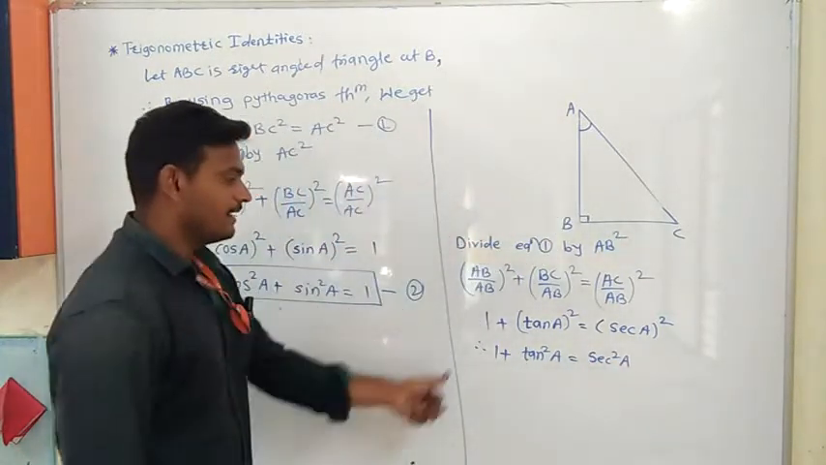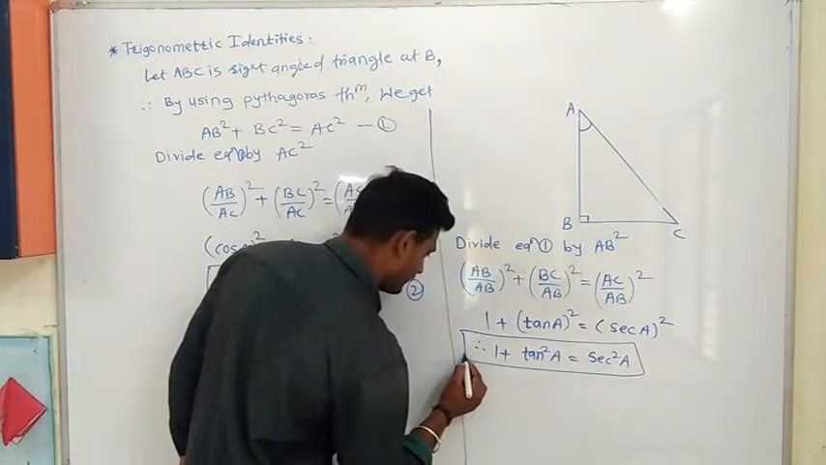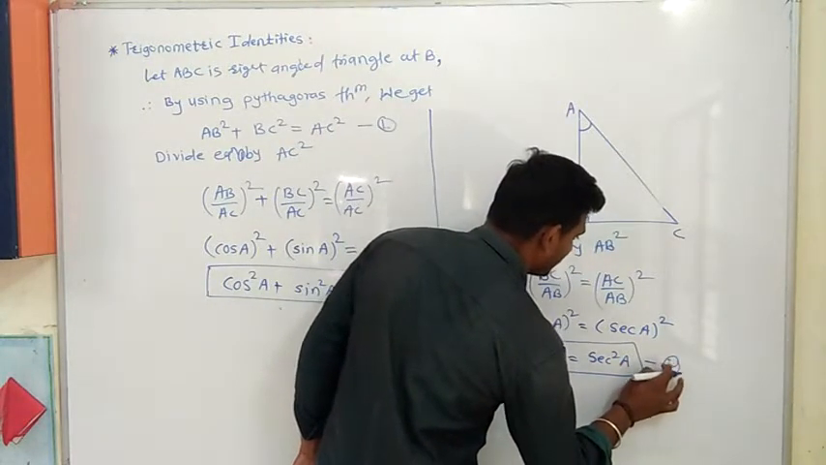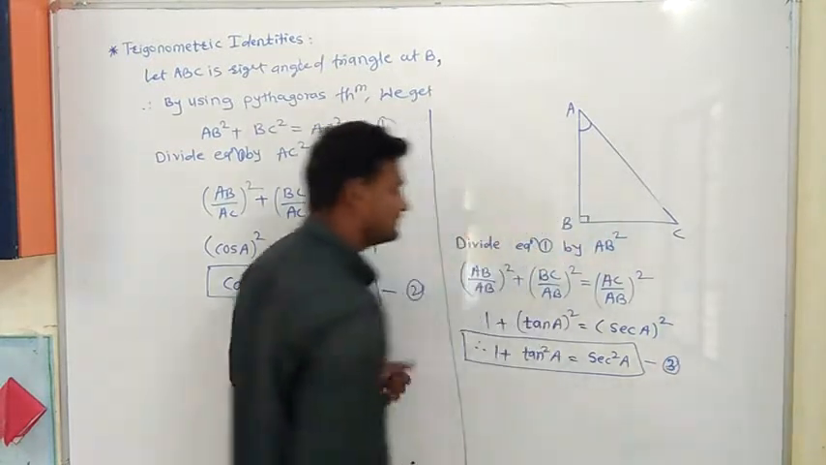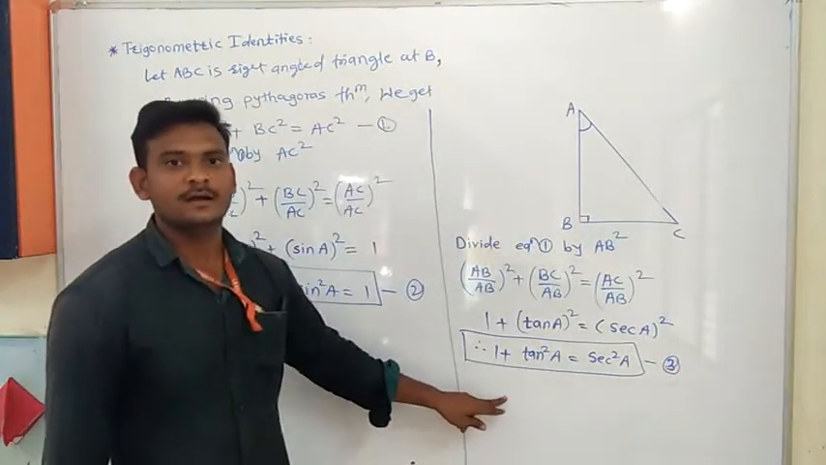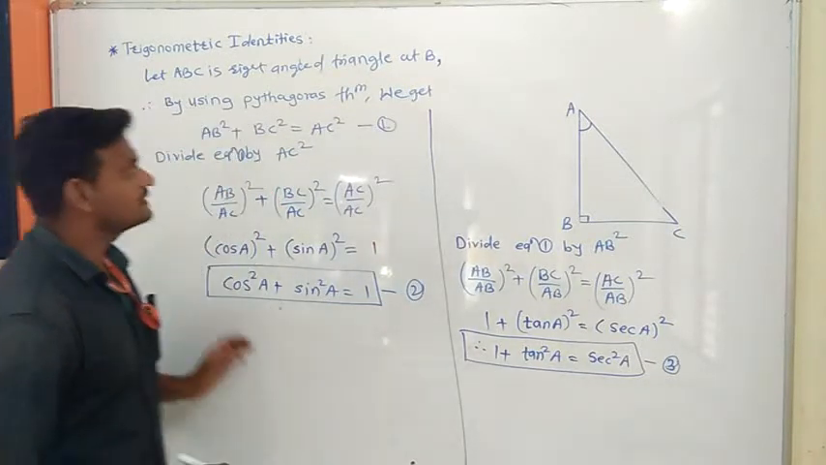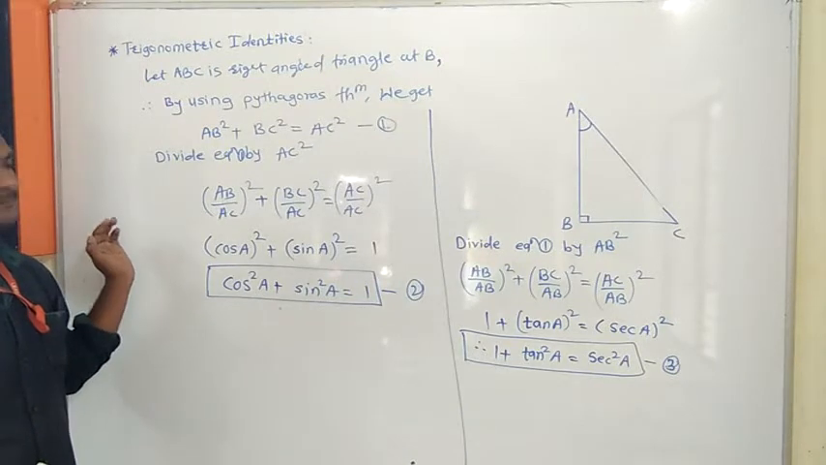Now we got this second trigonometric identity, and mark it as equation number 3. Now the third one is also there. First of all, copy this down, and I will also explain the third one. Okay, copy.